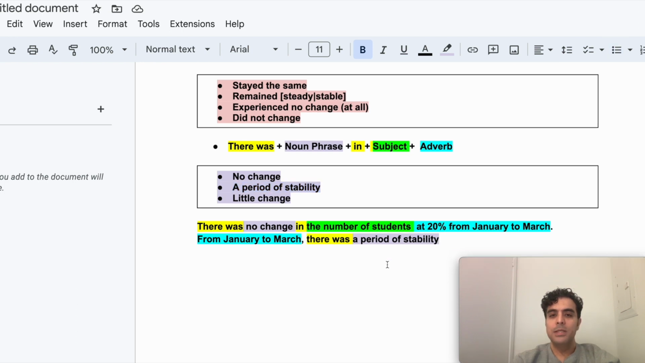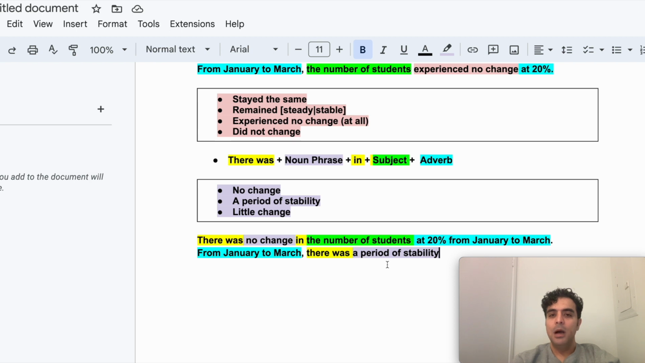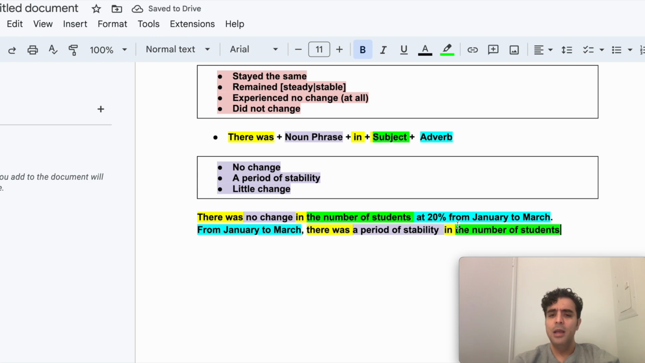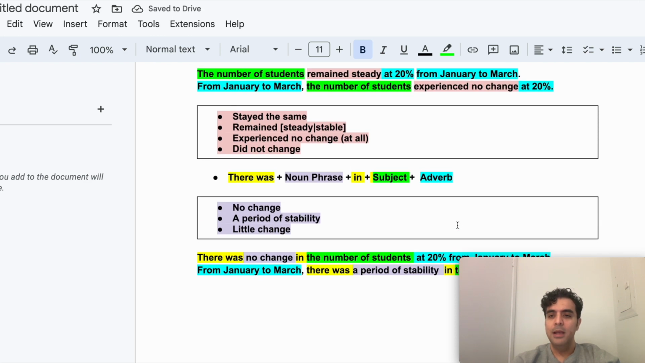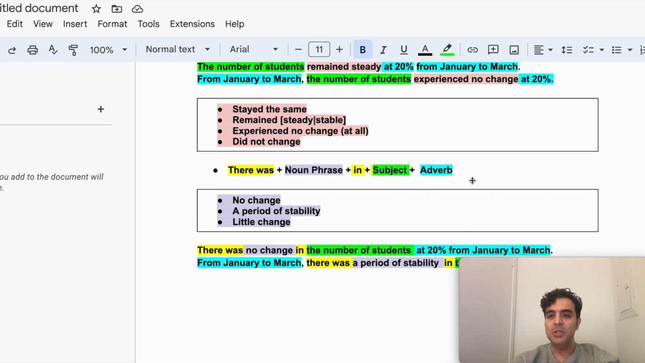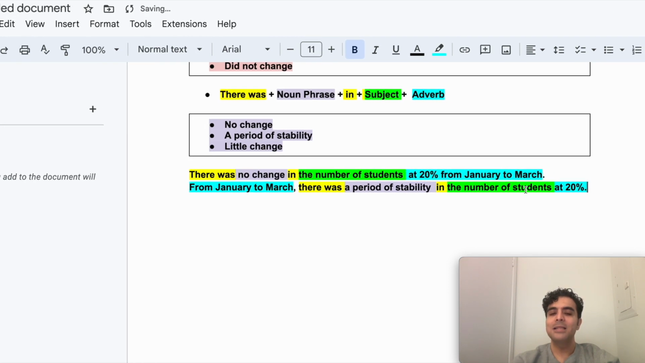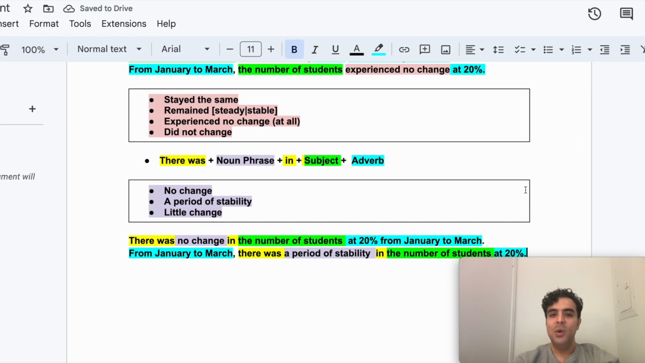Well, there was a period of stability in the number of students. Remember, the subject needs to be mentioned. Same color coding as before, so it's not going to be very different. And then finally, I have at 20%, right? Let's see, where does this go? From January to March, there was a period of stability in the number of students. Yes, so we want it to be close to the noun phrase, at 20%. So there you have it.